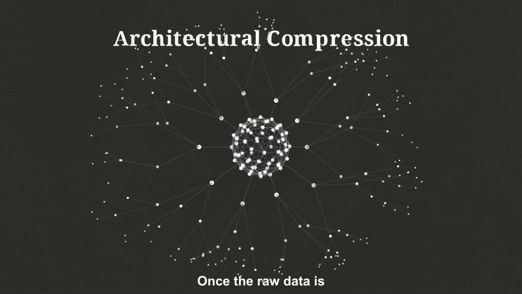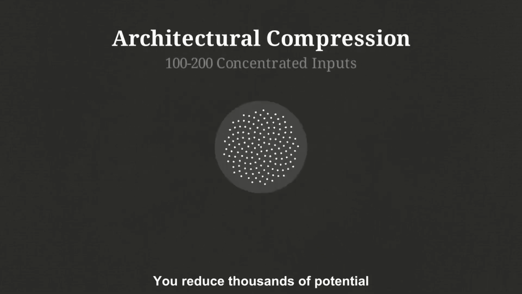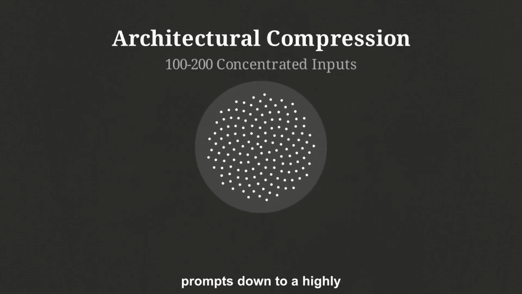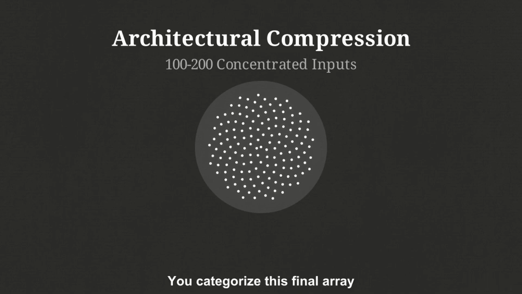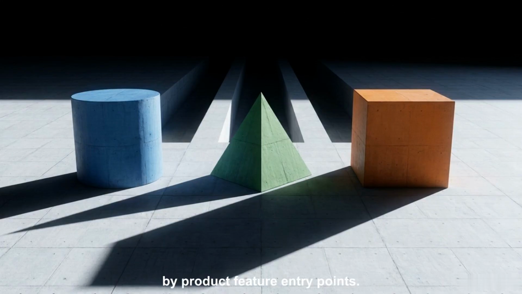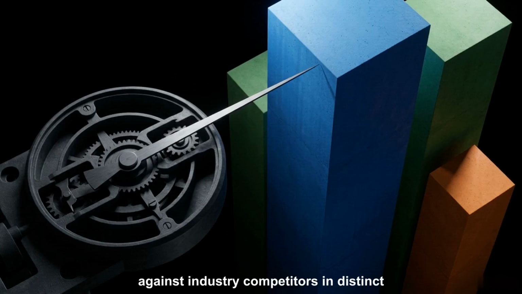Once the raw data is gathered, you run an architectural compression phase. You reduce thousands of potential prompts down to a highly concentrated testing array of 1 to 200 inputs. You categorize this final array by product feature entry points. Grouping prompts by specific capabilities lets you gauge brand visibility against industry competitors in distinct subcategories.